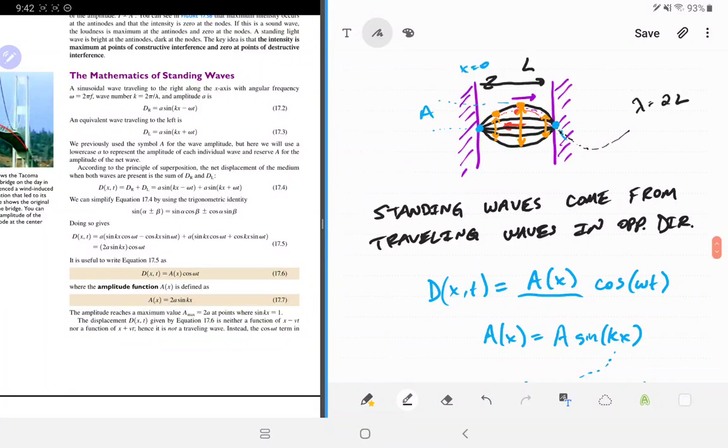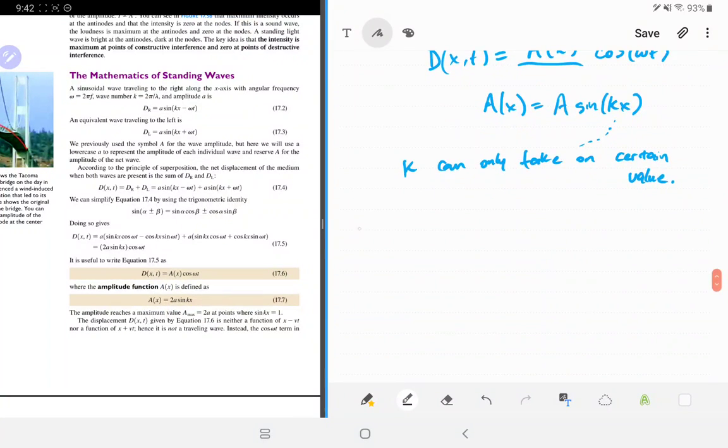Okay, so what standing waves are possible?